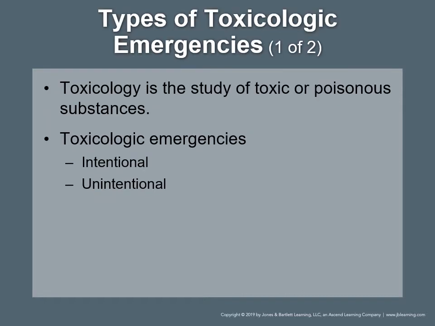Types of toxicologic emergencies. Toxicology is the study of toxic or poisonous substances. Toxicologic emergencies usually fall into one of two general headings. Those are intentional and unintentional. Poisoning in adults is commonly intentional. Suicide is often accomplished with the use of drugs. Unintentional poisoning, which can occur in many ways, includes medication dosing errors. It may be idiosyncratic. Childhood poisonings are common, especially in younger children.